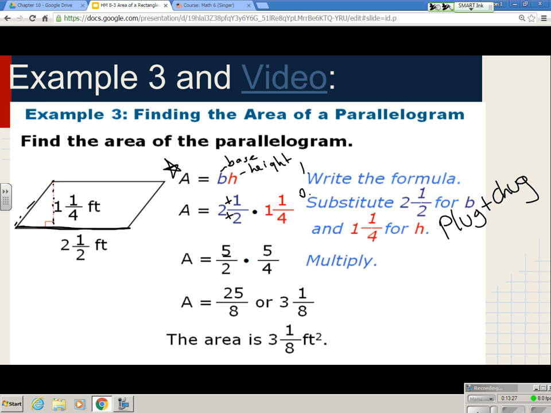And now from here, you just have to multiply the numerators. 5 times 5 is 25, and 2 times 4 is 8. And to turn that back into a mixed number, we just divide 8 into 25. 8 goes into 25 3 times with a remainder of 1 over 8. So the area of this parallelogram is 3 1/8 feet. And that's how you get the answer. Just plug and chug the numbers that match the letters, and you get your answer. Write this down before moving on.